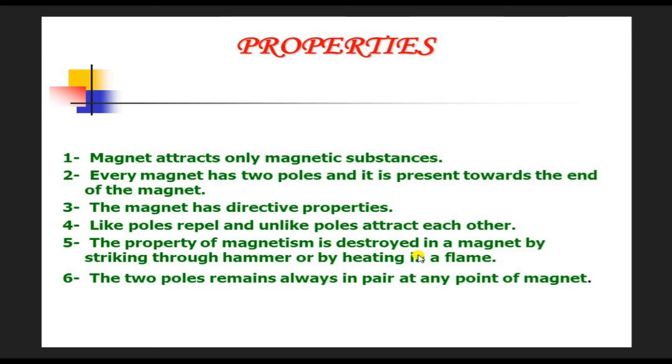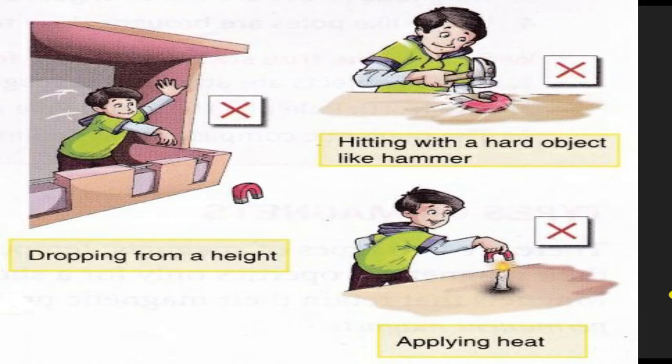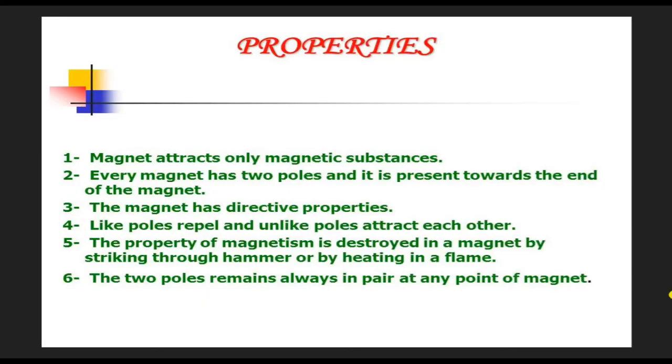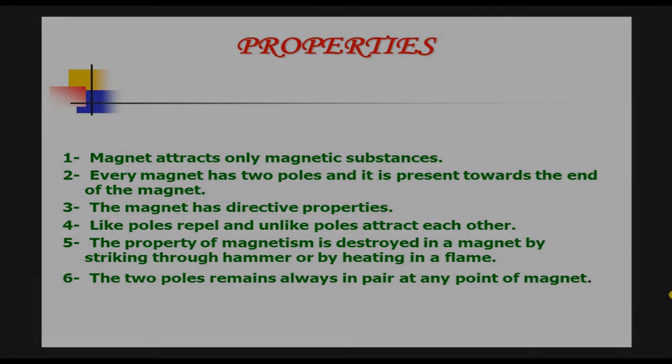Fourth, like poles repel and unlike poles attract each other. Fifth, the property of magnetism is destroyed in a magnet by striking it with a hammer or by heating it in a flame. Magnetism will remain in a magnet for a longer time, but if it is struck many times with a hammer, thrown very hard, or heated to a high temperature, then the magnetism will be destroyed. And the last one, the two poles always remain in pair at any point of the magnet.